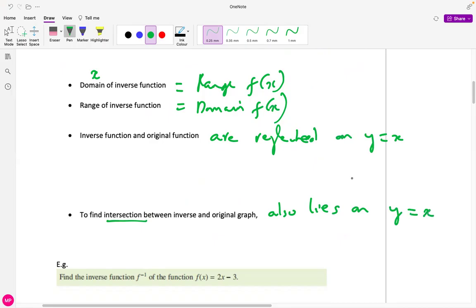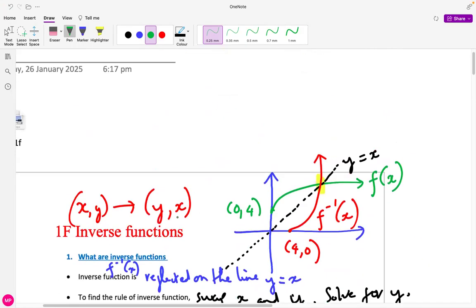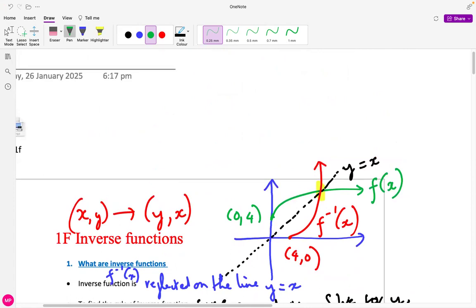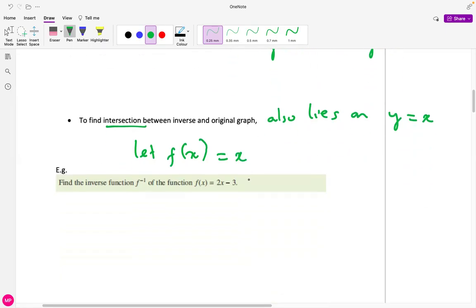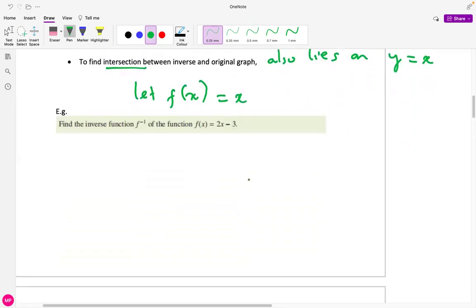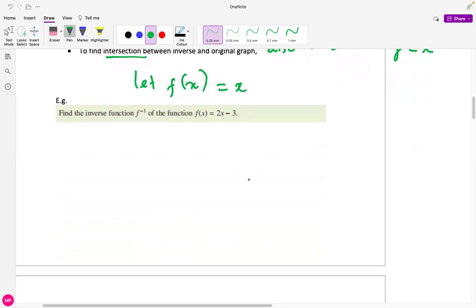So for that reason, to find the intersections between the original and inverse, if you want to find this point here, one way you can do it is to let f(x) equal x. It's easier than letting f(x) equal f inverse. So to find the intersection between the original and inverse, we just let f(x) equal x, and we can solve for x from there. All right, now we're going to go over some examples.